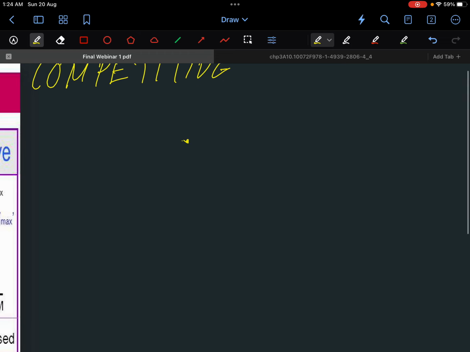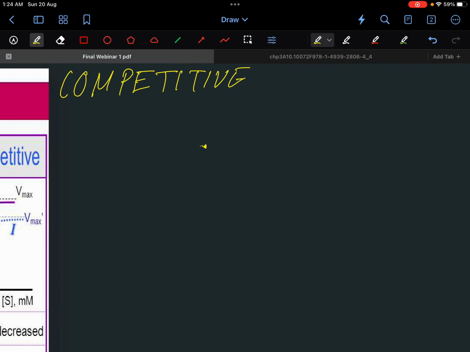We all know all these things, right? So what happens in competitive inhibition? The inhibitor will compete with the substrate. E plus S always forms ES and then product. But in competitive inhibition, I, that is the inhibitor, will try to bind with the enzyme and form EI. All of these reactions are reversible. EI will not form any product.